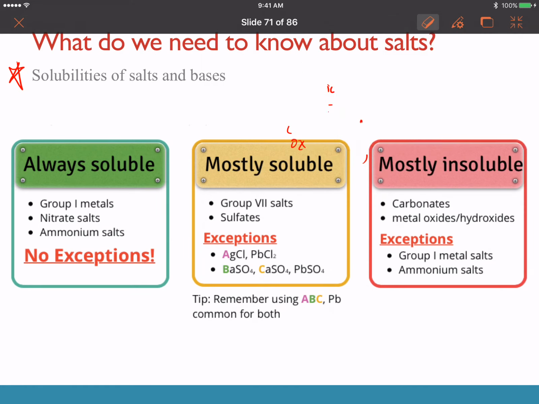Because without this, you are not able to write your state symbols. You want to know how to write state symbols for your equations, right? If so, you must memorize this solubility. If not, you will not be able to write the correct state symbols.